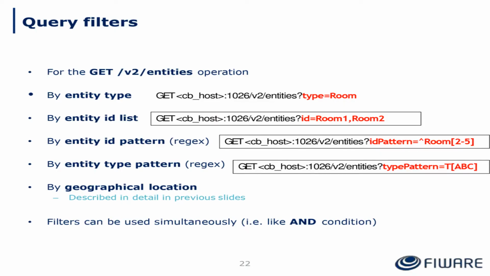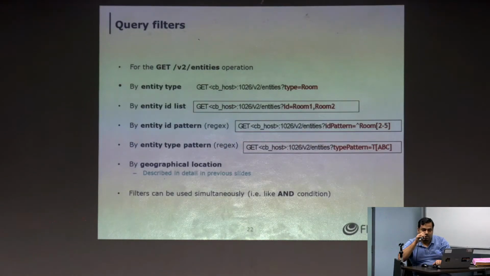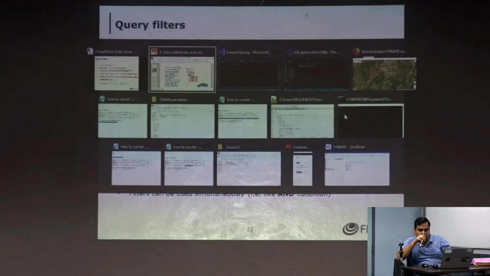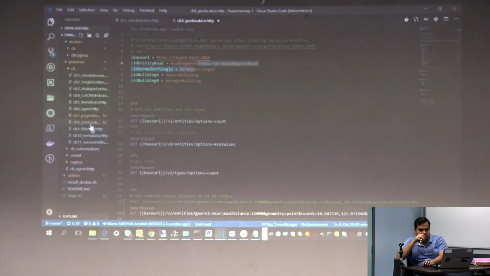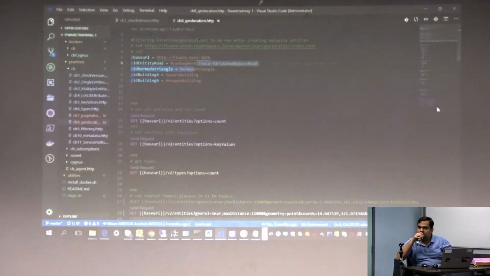Filtering, I showed you some examples of filtering last time in some of the queries. You can filter by type. You can filter by ID. ID is room 1, room 2. You can have some patterns. Whatever I'm telling you, I have run all these examples, and you will have access to the source code, so you can try everything by yourself. In the code here, you can see on the left, there are many programs, small queries. You can refer to those queries, and you can run and test things by yourself.